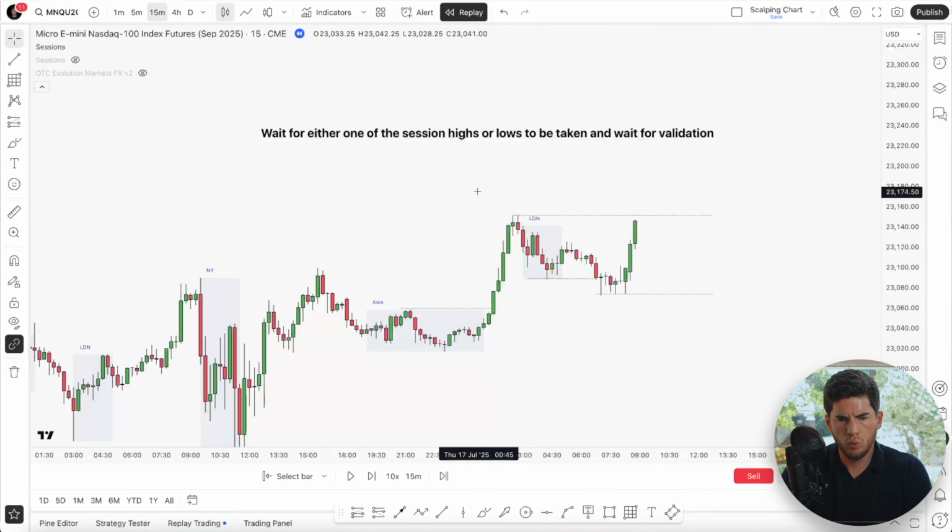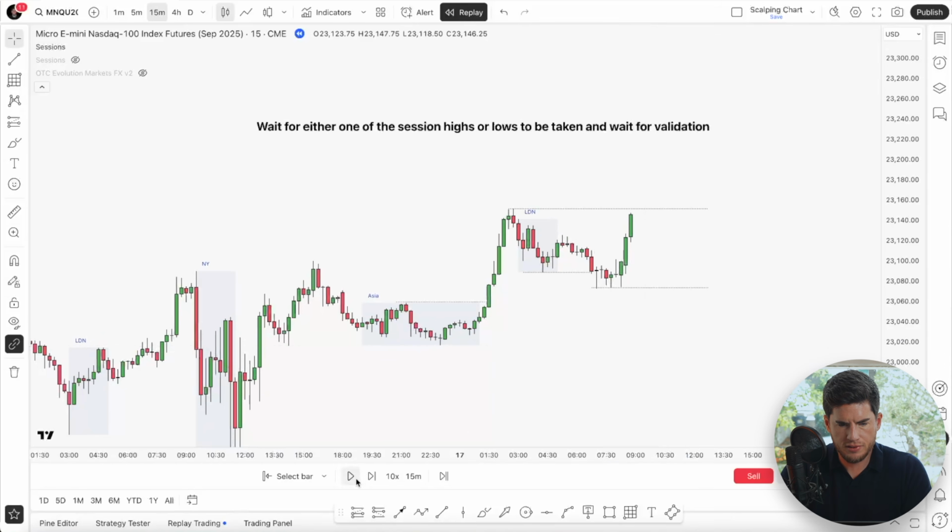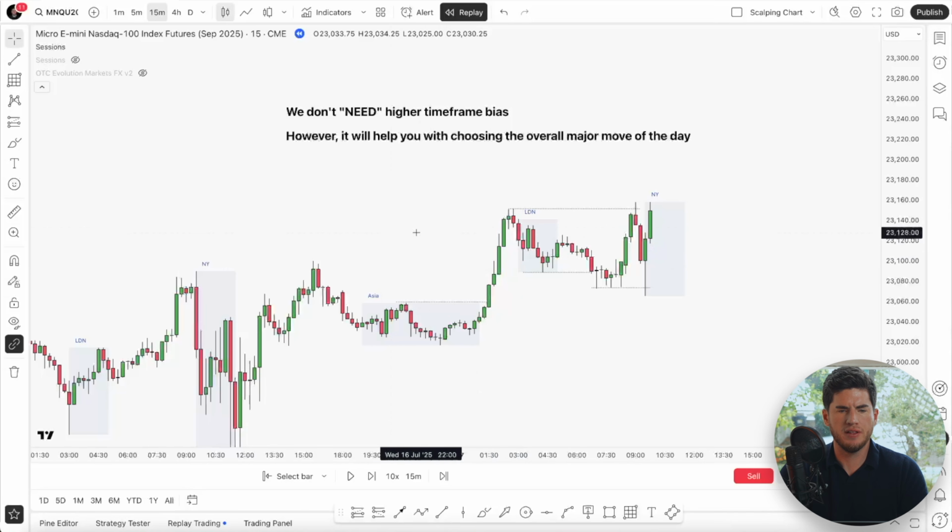Next up, you want to wait for either one of these session highs or lows to be taken, and then wait for validation before your next move. Here you can see that the London highs were taken and price drove immediately lower into the New York lows, and we saw validation in the way that price rejected these lows and then started to take off to the upside. Now, it's important to factor in that we don't need a higher time frame bias. However, it will help you with choosing the overall major move of the day.